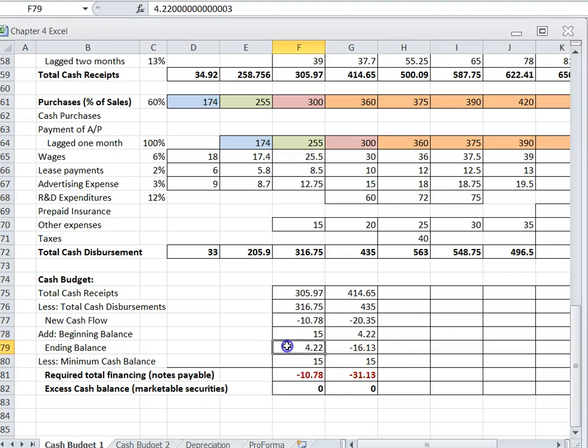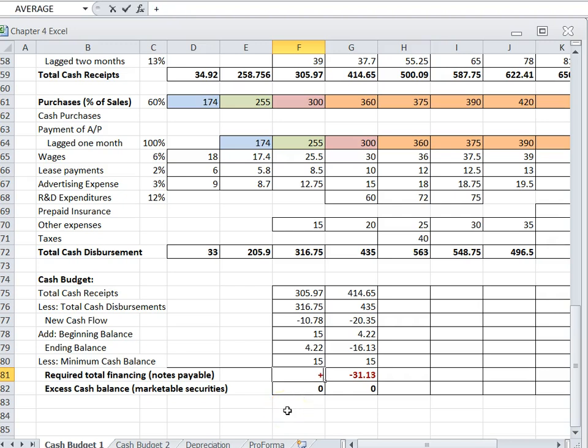Yeah, that's correct. Because we have a negative cash flow of 10,000 and a beginning balance of 15, that gives us an ending balance of 4. Our minimum desired ending balance is 15, so that means we're going to require this additional financing.